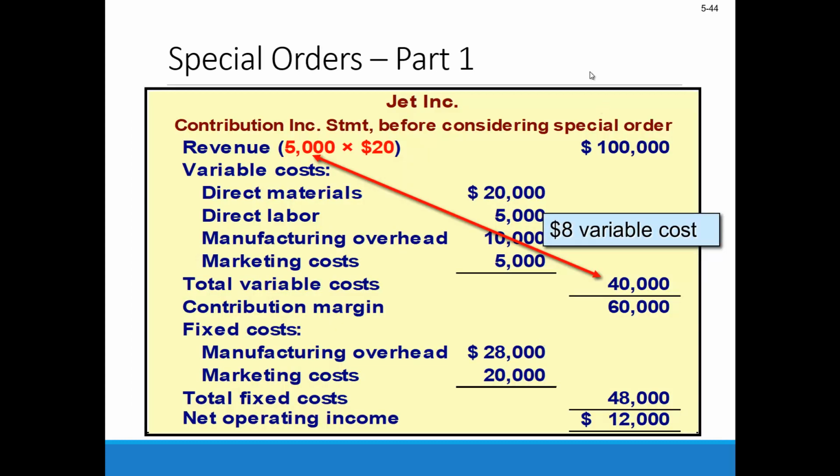So here's our contribution format income statement before considering the special order. Right now we're making and selling 5,000 units of this product at $20 per unit, for a total of $100,000 in sales. We've got variable costs related to that single product at $8 per unit in total. Contribution margin was $60,000. We talked about fixed overhead. We also have some fixed marketing cost of $20,000. So net operating income for the company is $12,000.